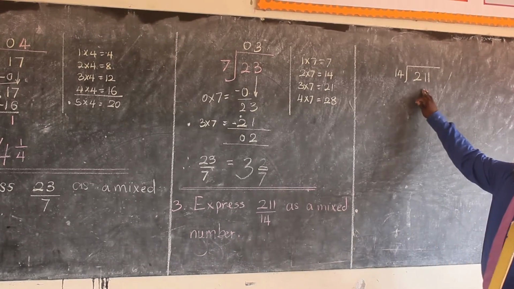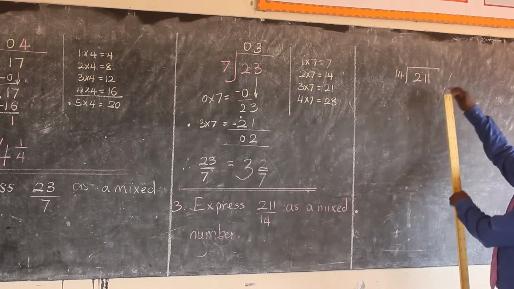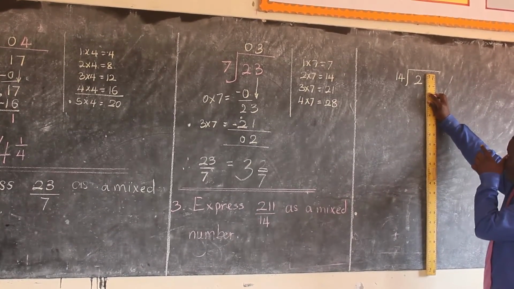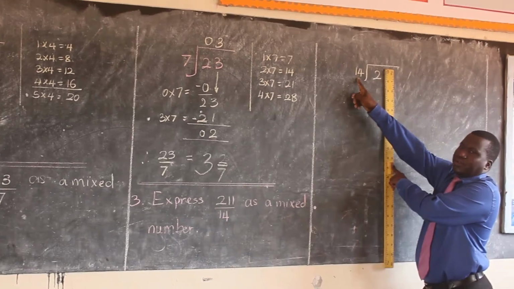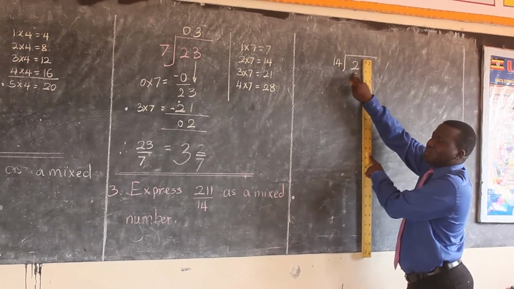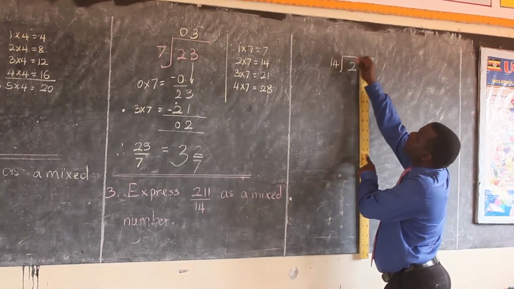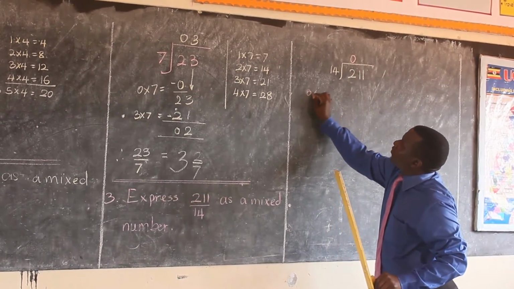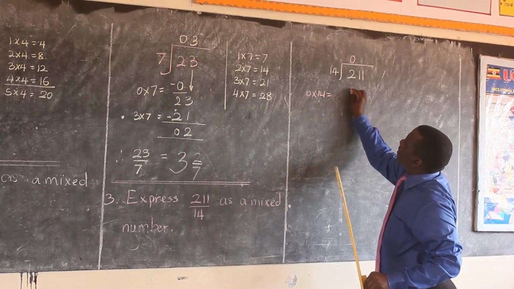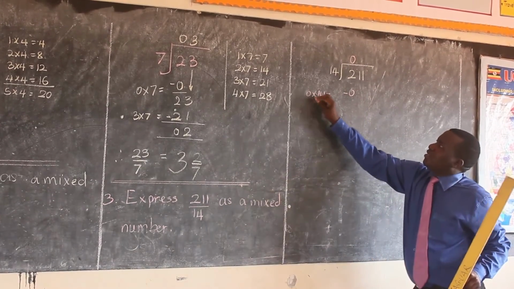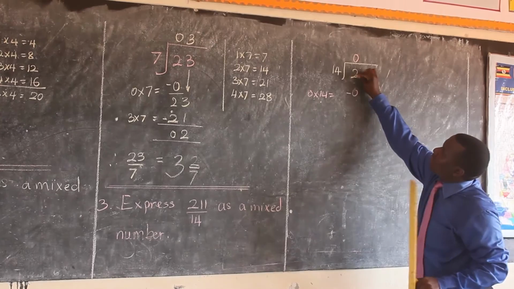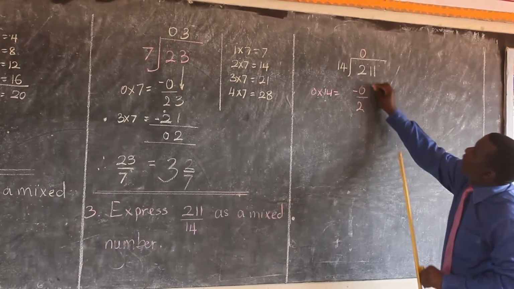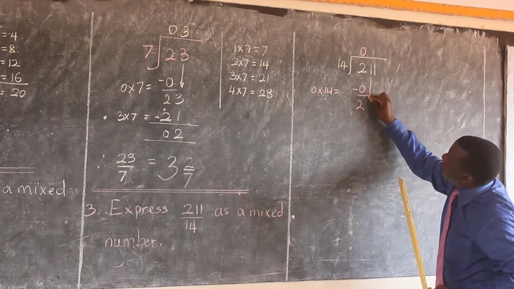Now, you have already written this. Remember the laws of division. You begin with the first number. So what is 2 divided by 14? It is impossible because 2 is very small. You cannot divide it by 14. Put your 0 up. Multiply 0 times 14, which gives us 0. Any number times 0 is 0. So what is 2 minus 0? Remain with 2. Pull down this 1 first.